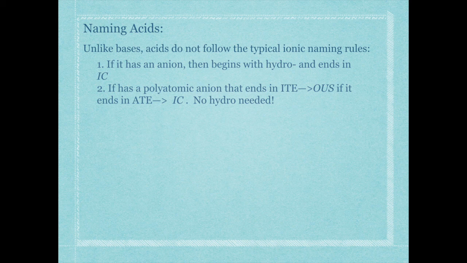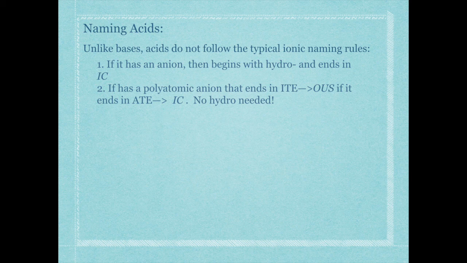Now, if your acid has a polyatomic anion, if that polyatomic anion has the ending of ITE, that ITE becomes ous, while if it has an ATE ending, it becomes ic, and you don't have hydro. Okay, so a really easy way to remember this: my student said this years ago. If it is just 'us', then it is 'ite'. And if it is more than 8 people, 8, it is 'ic'. So 'ate' is 'ic', and 'ous' is 'ite'. So if that helps you memorize it, awesome.